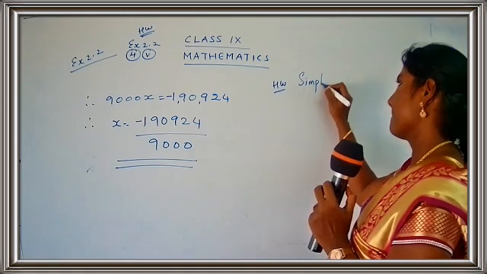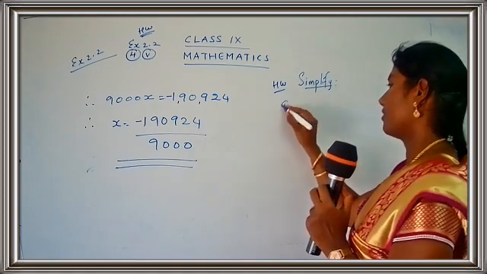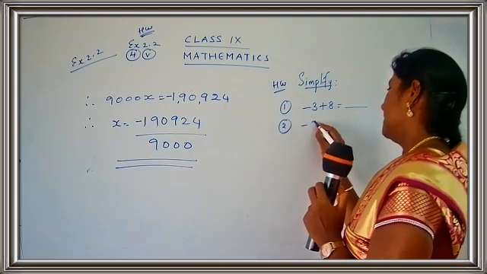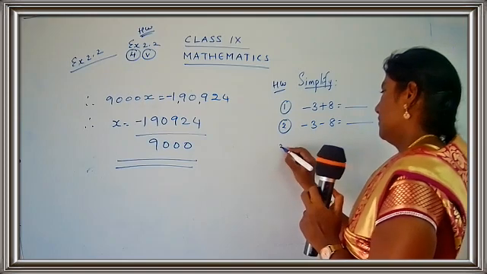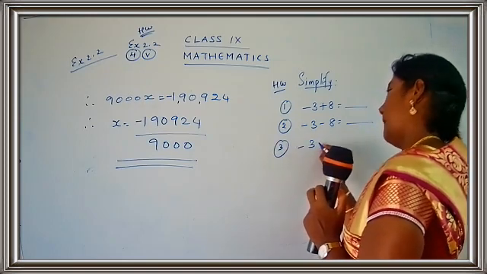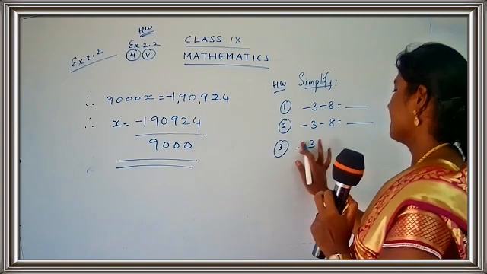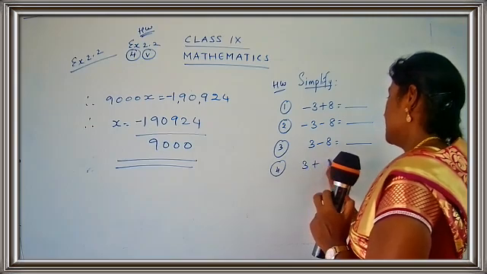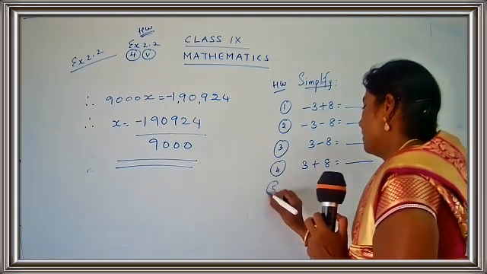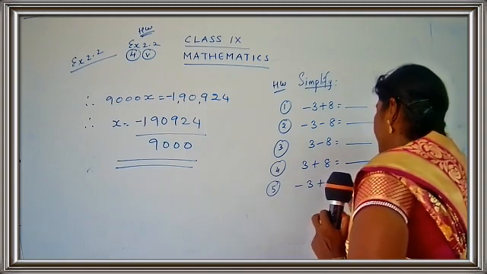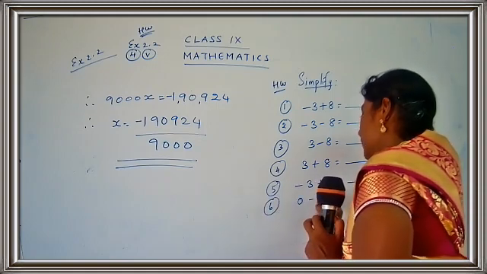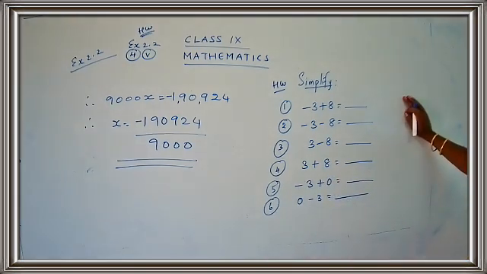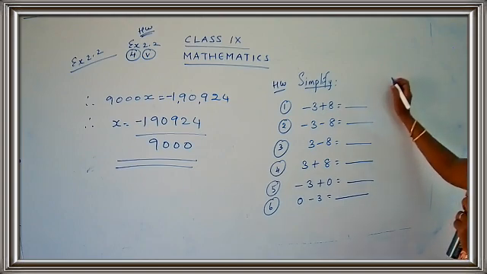Simplify. Minus 3 plus 8. Minus 3 minus 8. Minus 3. 3 minus 8. 3 plus 8. Minus 3 plus 0 minus. Read the numbers. Read the homework sum. And you are going to do one more sum over here.